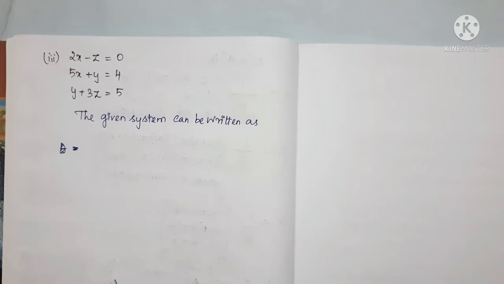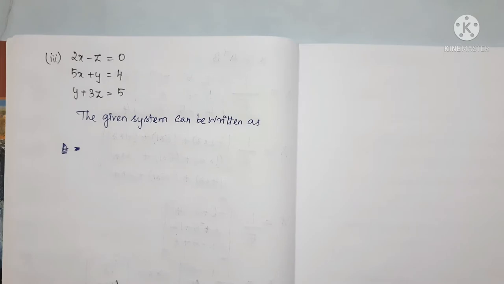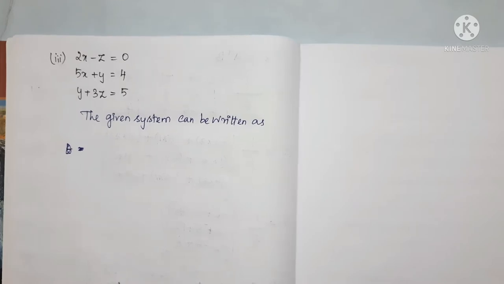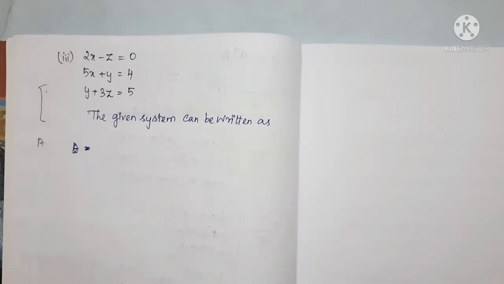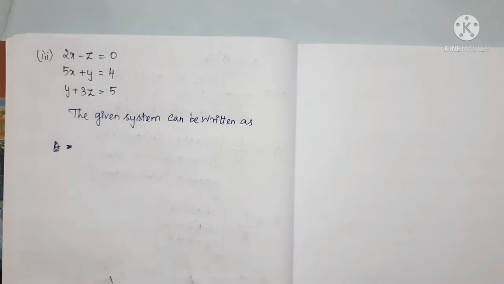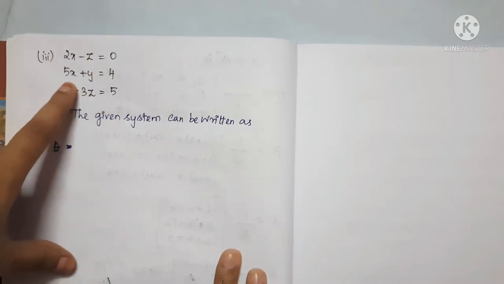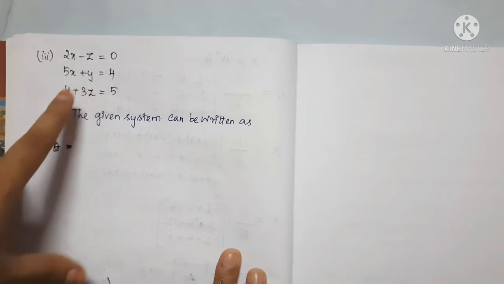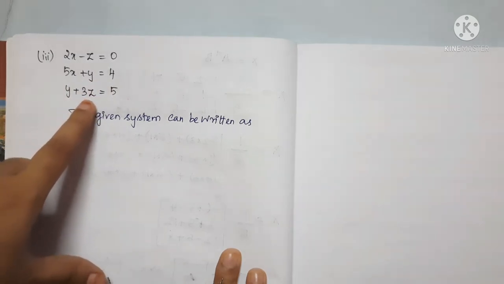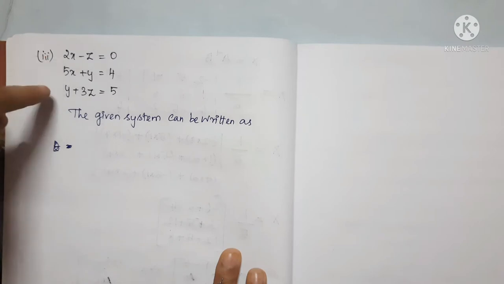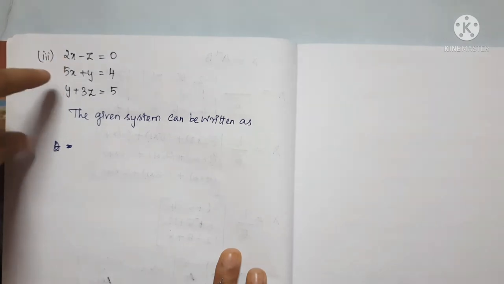In this video, we will talk about the 11th business maths, chapter 1, matrices and determinants, exercise 1.3, second sum, third subdivision. So, question number 2: 2x minus z equal to 0, 5x plus y equal to 4, x plus 3z equal to 5. So, we have three equations.